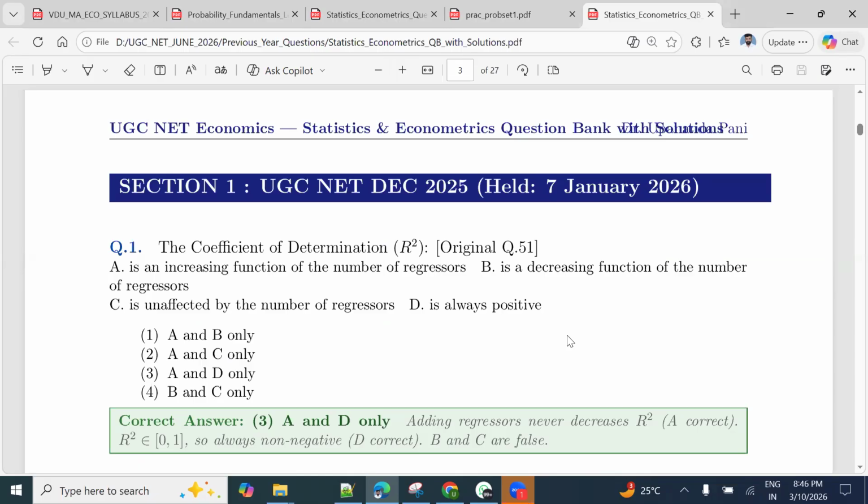Sir, goodness of fit. R square means coefficient of determination, but sir, we measure through the R square, we test the goodness of fit of the regression model. Okay, very good.